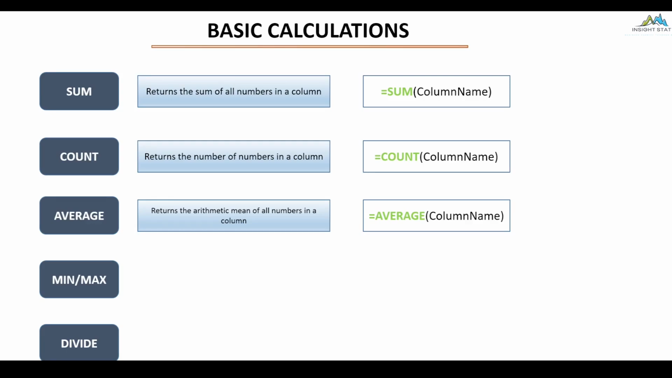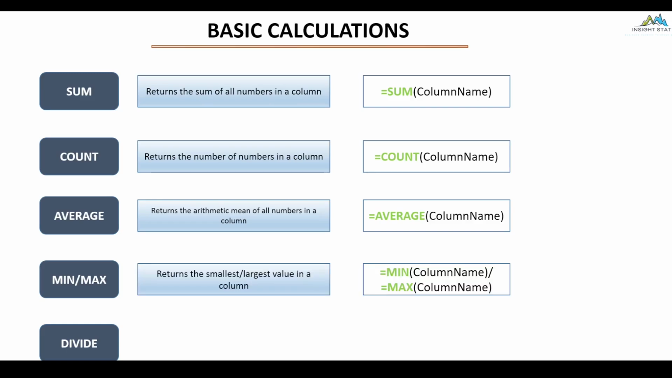So in part 1 we talked about sum, we talked about count, we talked about average. Now in this video we'll talk about min, max and divide. So what is min and what is max? Very simple. Min, max talks about the minimum and the maximum, the smallest and the largest value in a column. So if you want to find out the minimum price, the maximum price, the minimum cost, the maximum cost, this is what we will use.